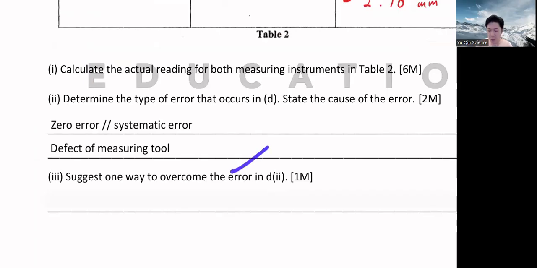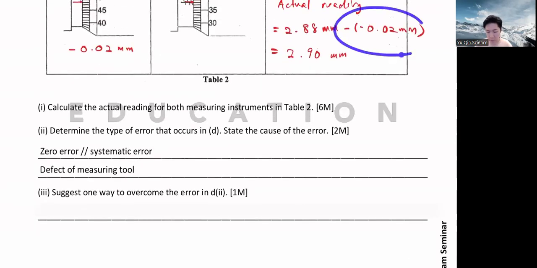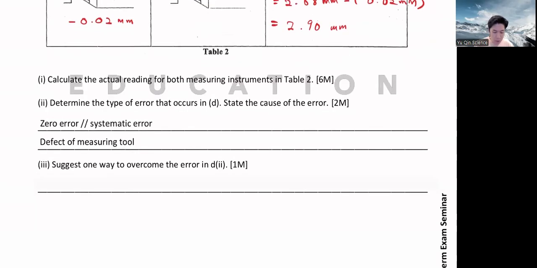So suggest one way to overcome. I know you'll be saying, okay, buy new one, throw away, go back to the shop, scold the uncle, all sorts of answers, but unfortunately not acceptable. Your only answer is what you just did. We minus away the error. Then that's fine. You don't have to go back, shout at people, get angry. Change new one. I know you should refund and change new one, but that is not what the question asks. So what we should do is minus the zero error or subtract the zero error.